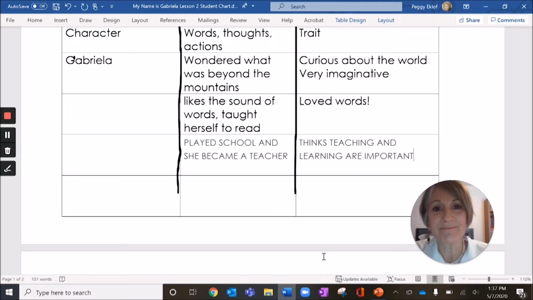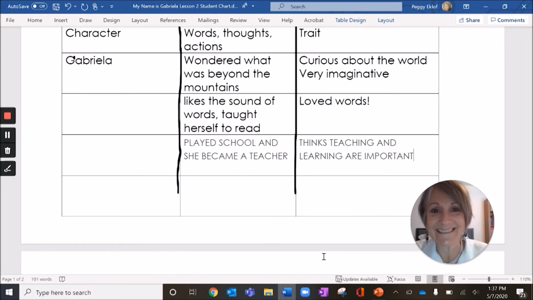Do you remember that part where she insisted that Pedro learn his ABCs? Go ahead and record your thoughts now. Let's go back to our text.